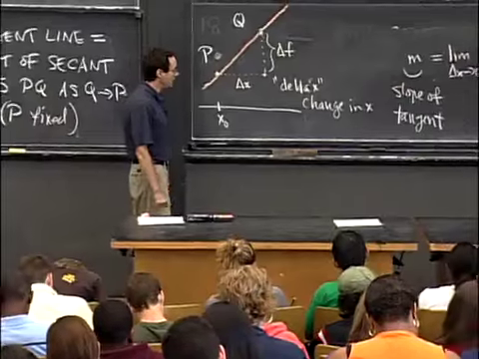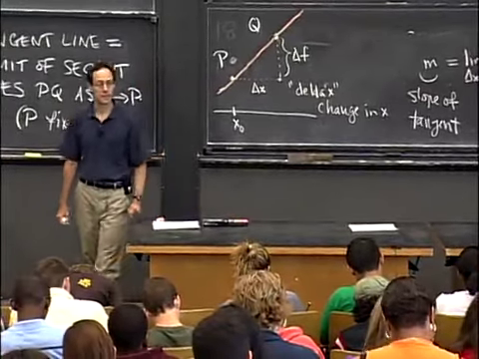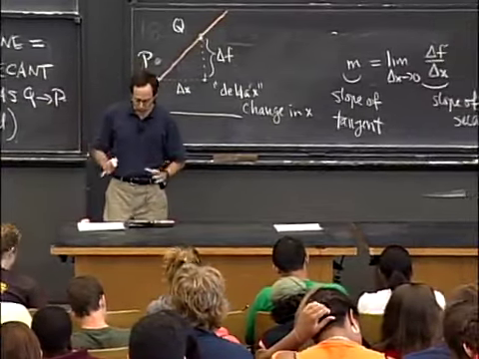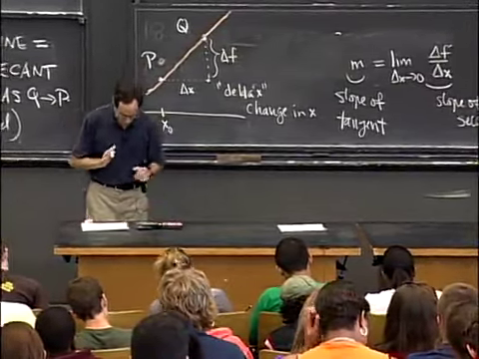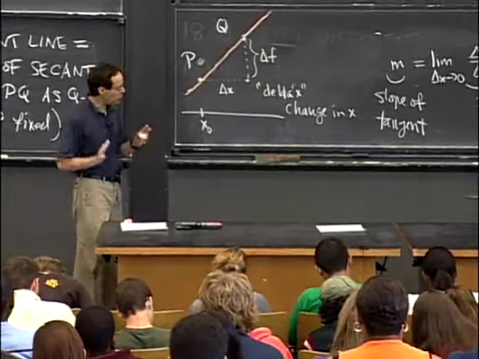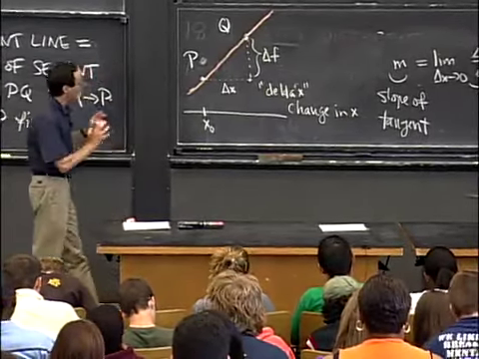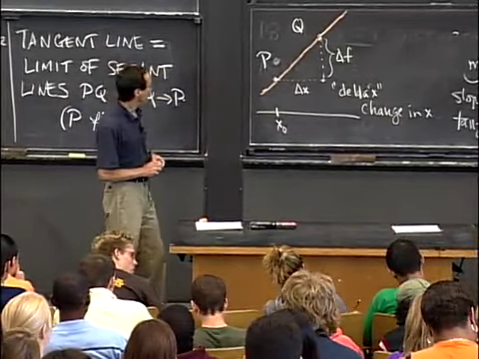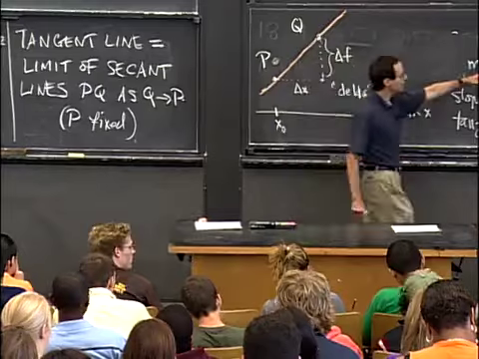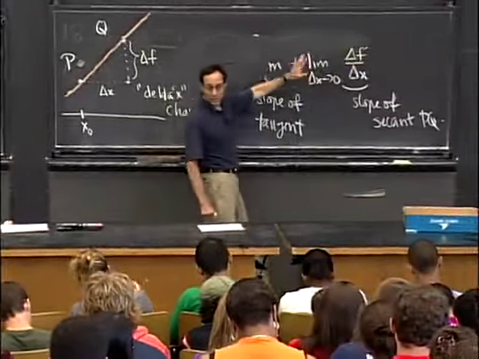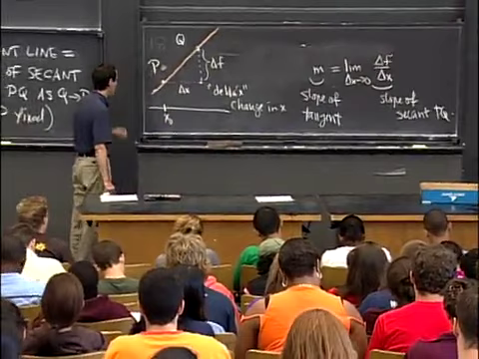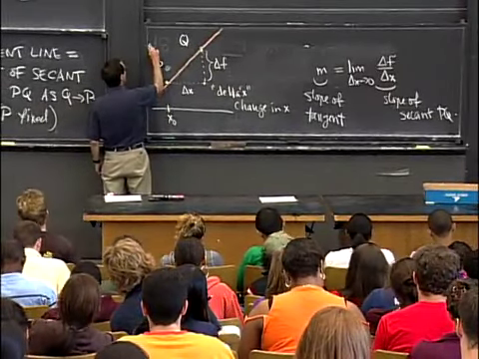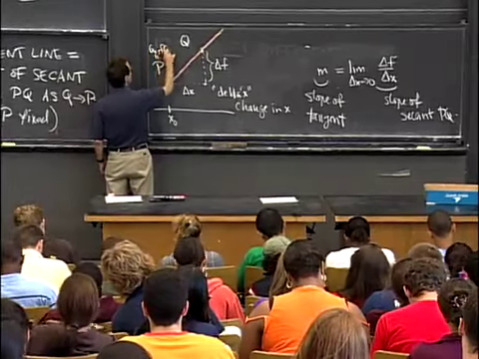Okay, now this is still a little general, and I want to work out a more usable form here. I want to work out a better formula for this. And in order to do that, I'm going to write delta f, the numerator, more explicitly here, the change in f.